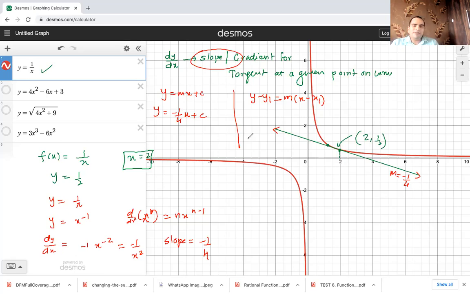And how do I find the c value? By taking this coordinate. So when I plug the x coordinate as 2, my y coordinate is half. So half equals negative 1/4 times 2 plus c.